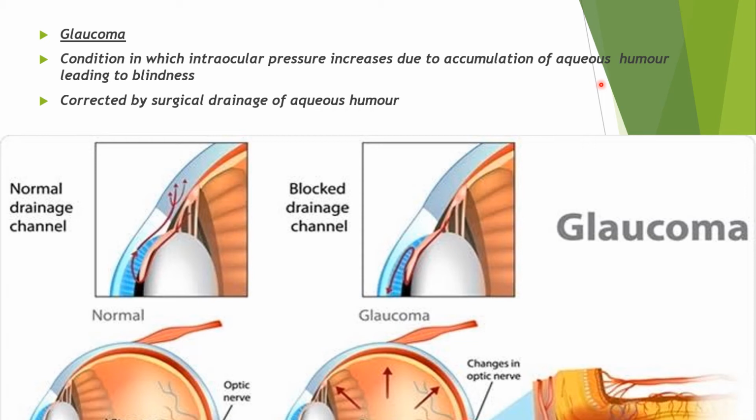Now, aqueous humor supplies nutrients to different parts of the eyeball. It also keeps the lens moist. Now, when the drainage channels get blocked, as shown in this diagram, the aqueous humor, instead of getting drained, gets accumulated. As a result, the intraocular pressure increases and it might lead to blindness. So what is the corrective measure? The corrective measure is surgical drainage of aqueous humor.